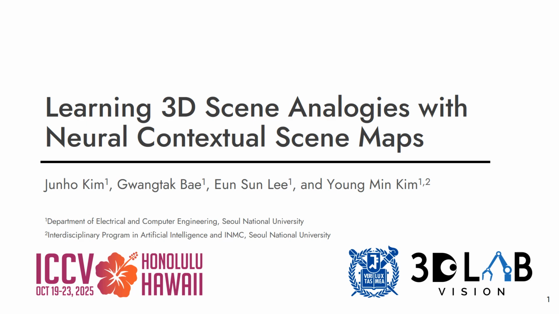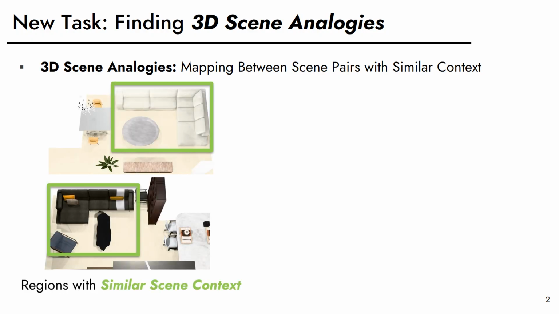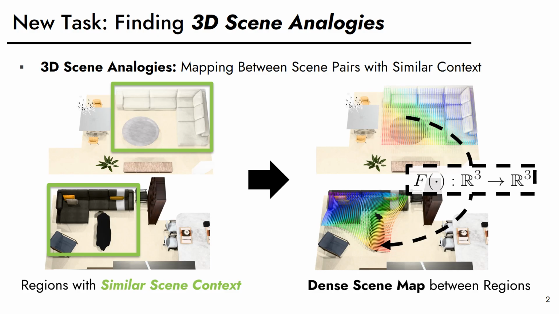Today I'll present our paper titled Learning 3D Scene Analogies with Neuro-Contextual Scene Maps. In our work, we propose a new task of finding 3D scene analogies. Given two scenes containing regions with similar scene contexts, 3D scene analogies are defined as dense, smooth mappings from R3 to R3 between the regions.